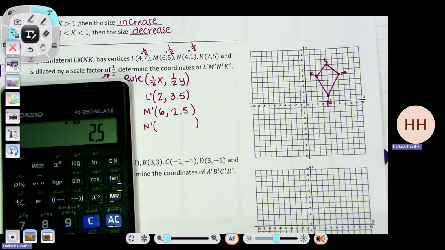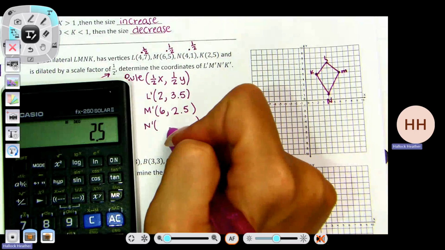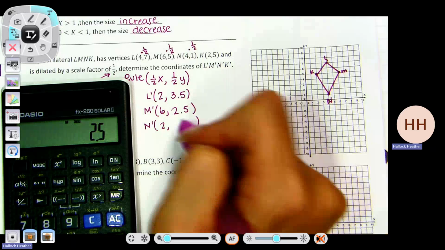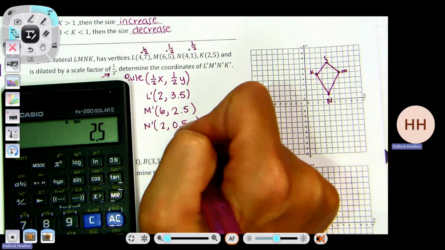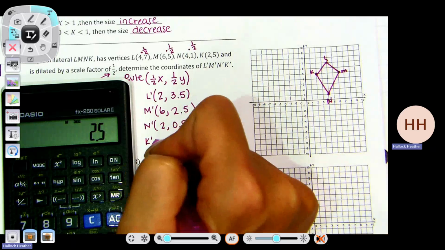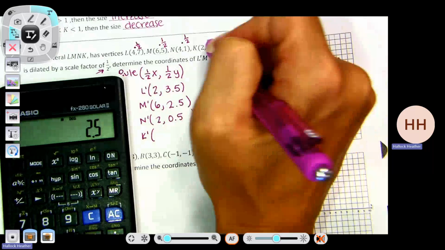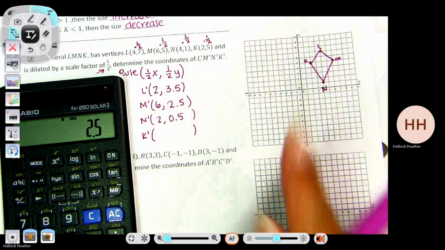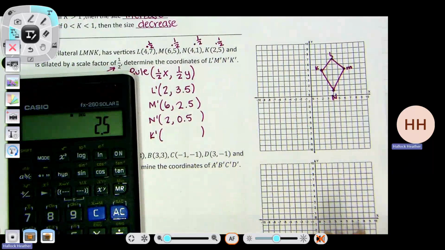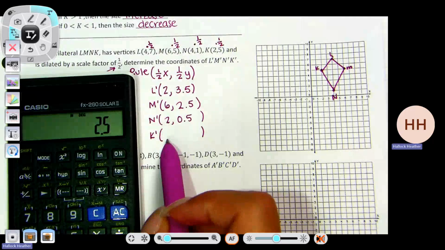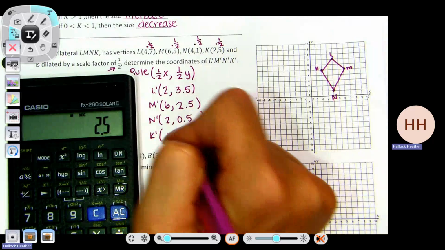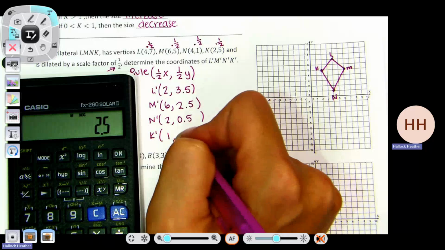Does anybody know where N ends up? 0.5. 0.5. Good. And then K? 2 and 2.1. What? No. What's the X? 1, comma, and then 2.5.